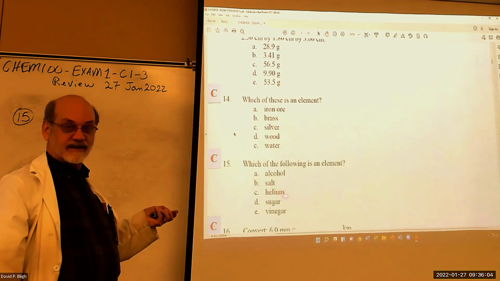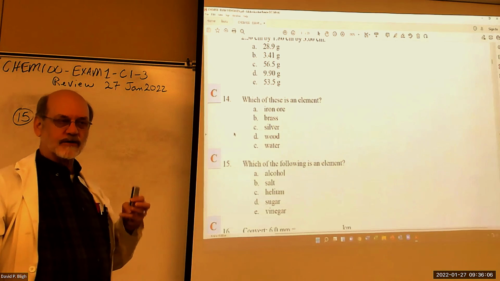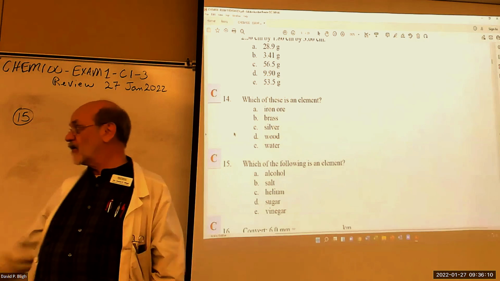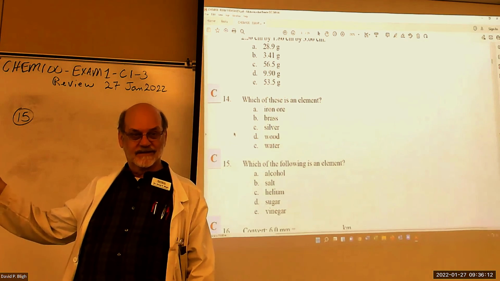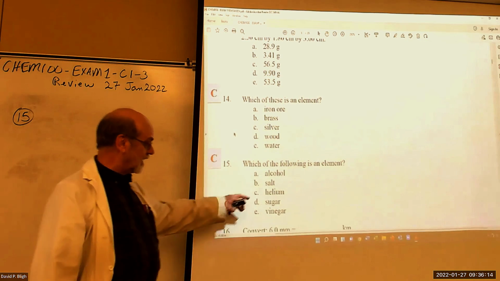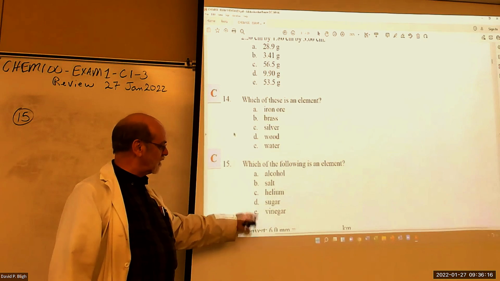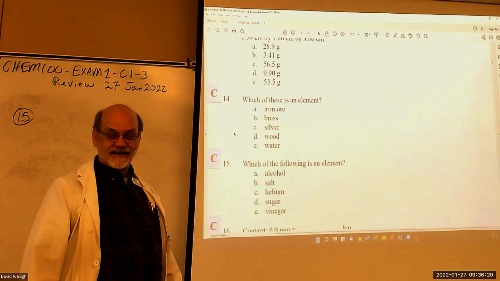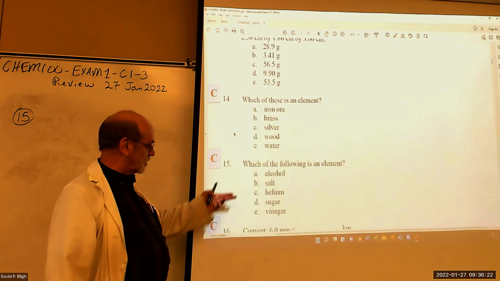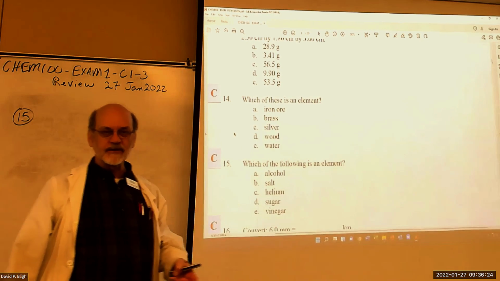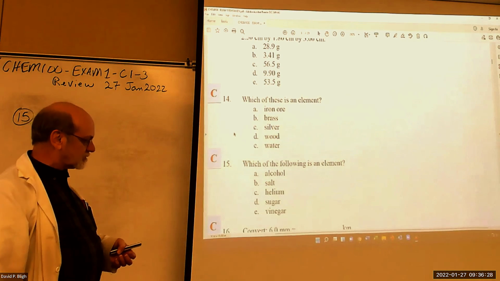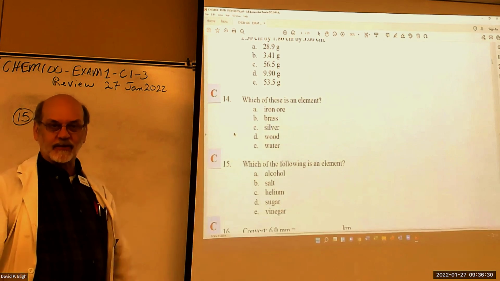Helium is an element. Now, where's another clue whether you've got an element or not? Can you find it on the periodic table? Okay, there it is. Helium's there. Sugar's not there, vinegar's not there, salt's not there, and alcohol's not there. So that's another way to answer this question. Helium cannot be reduced any further by chemical means. So it's on the periodic table.